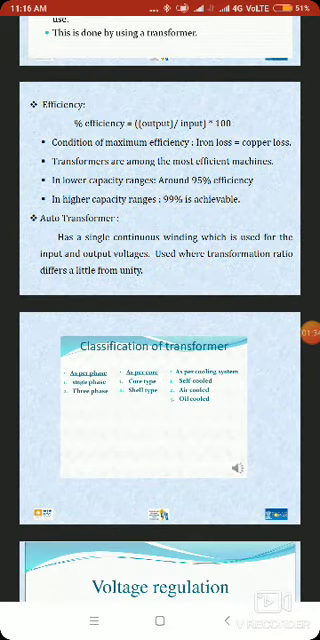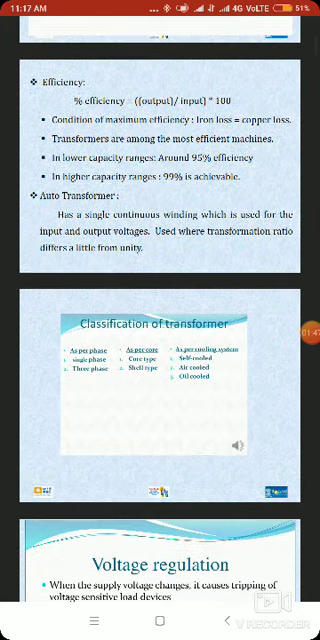An auto transformer, which we all know has only one winding, a single continuous winding, which is used for both input and output voltage, used where the transformation ratio differs a little from usual.